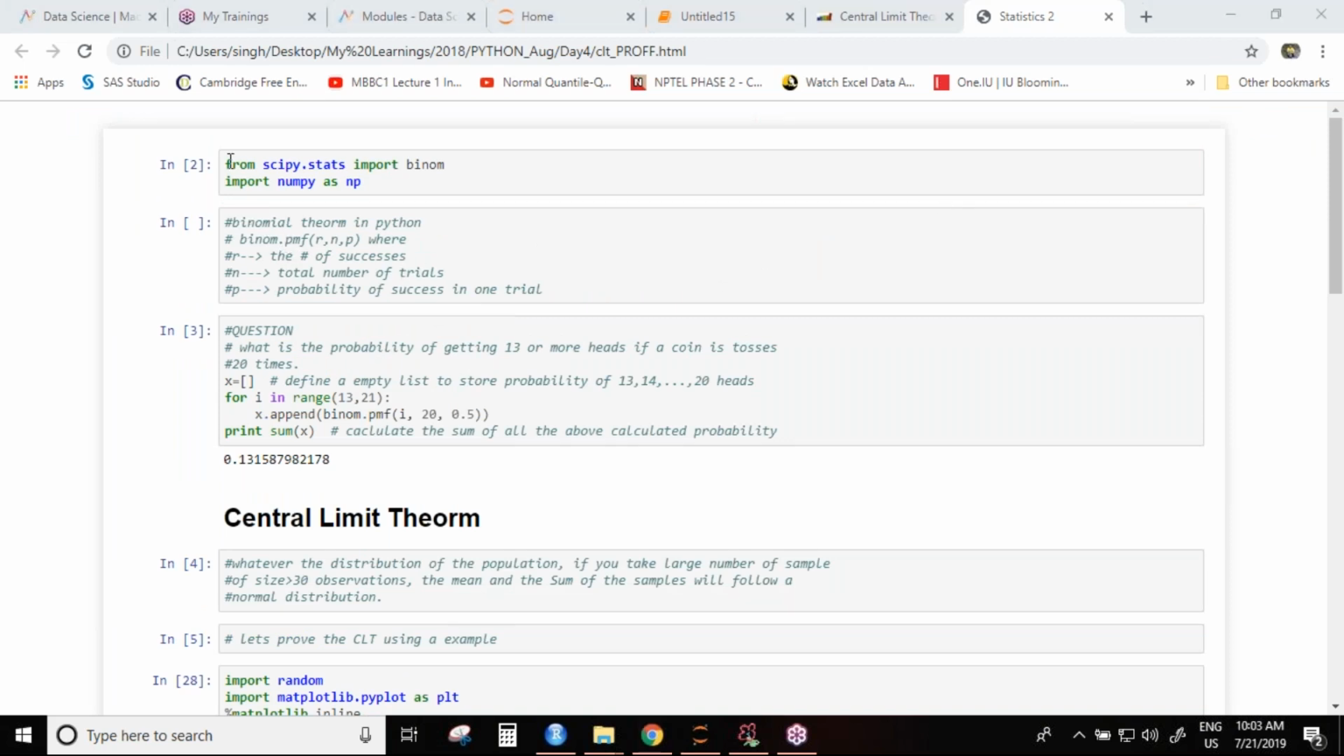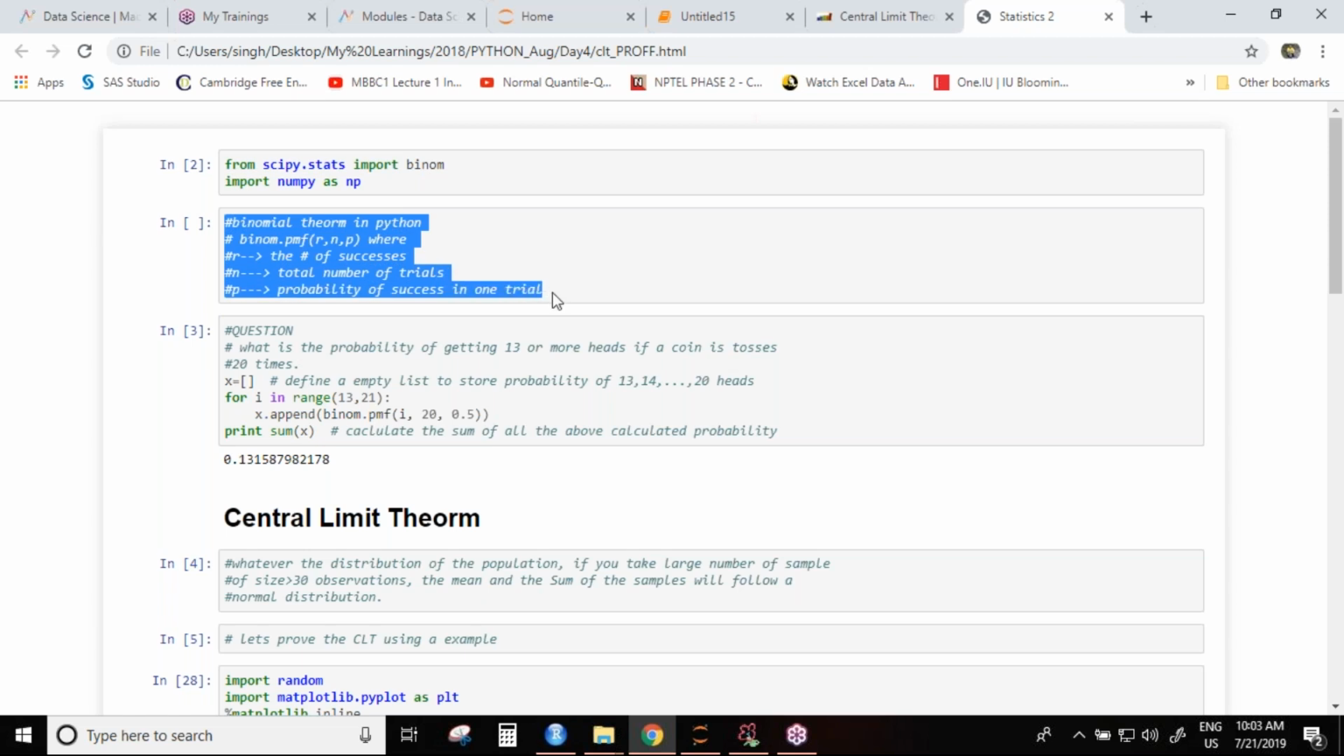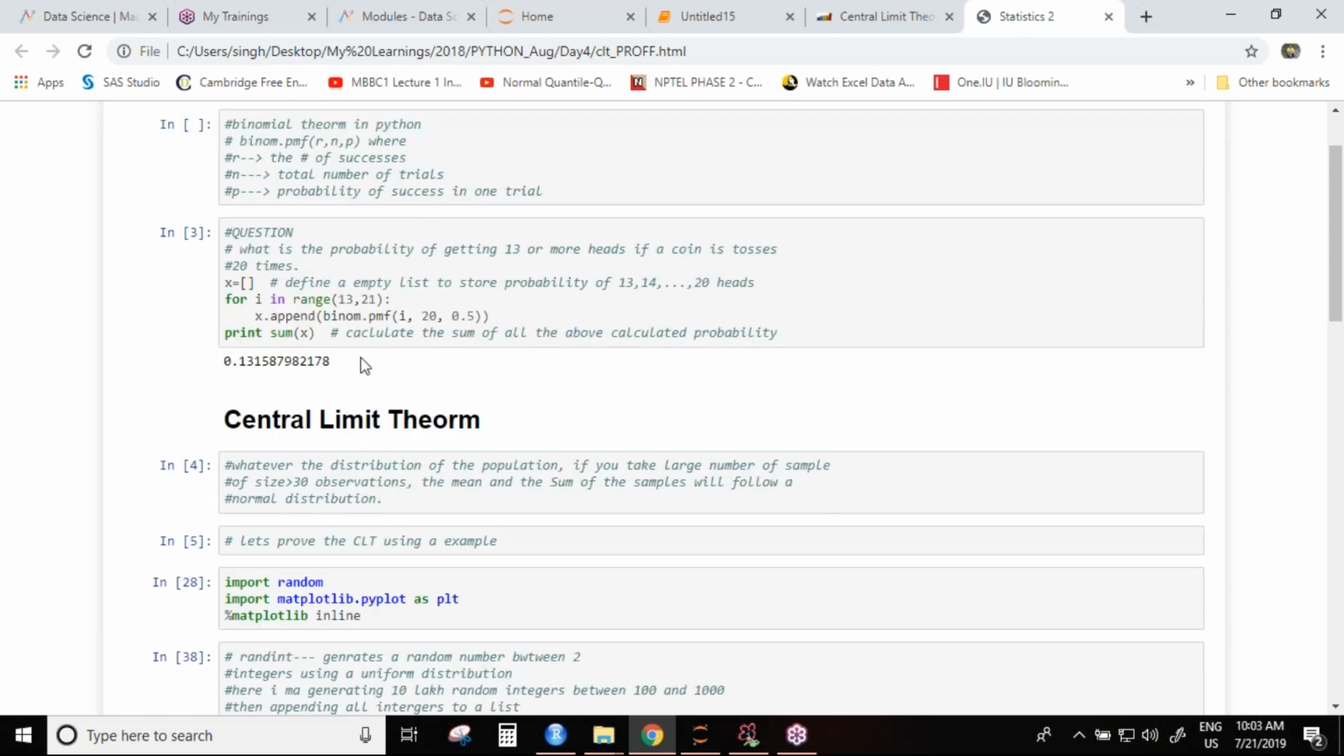So what do I have here? This is again simple. I'm importing the same function, and this is the binomial function, which we have already seen. What is the probability of getting 13 or more heads if a coin is tossed 20 times? We all know how to find this. We can use binom.pmf, and you can find this. So this is done.